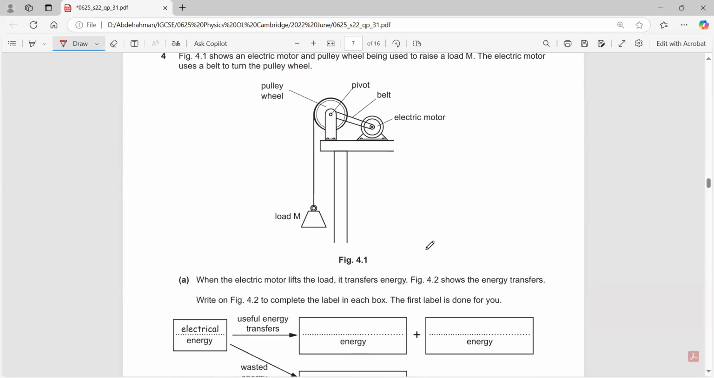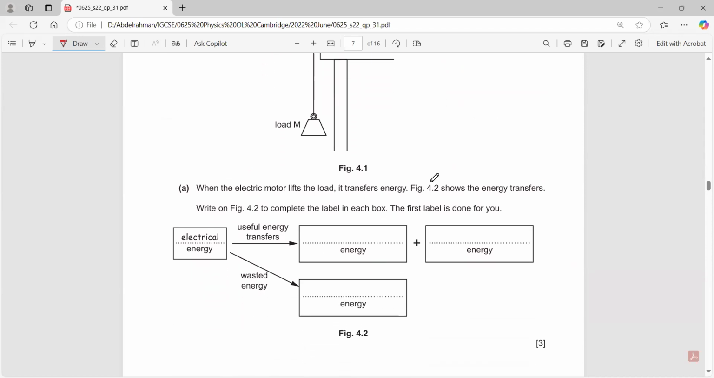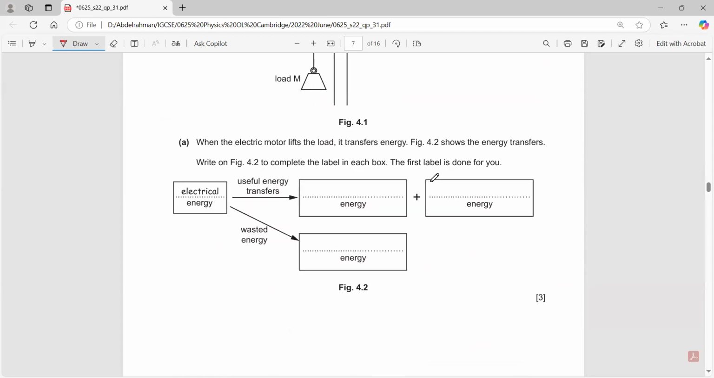Okay, figure 4.1 shows an electric motor and pulley, and the pulley being used to raise the load M. The electric motor uses the belt to pull the pulley. When the electric motor lifts the load, energy is transferred. Electrical energy. We have two types of energy transfers: useful and wasted energy. What are the two types of useful energy transfers in this question? And what is the wasted energy in this question?